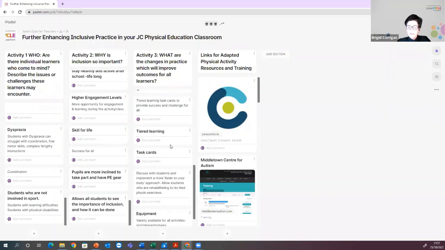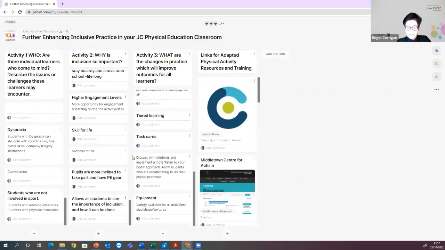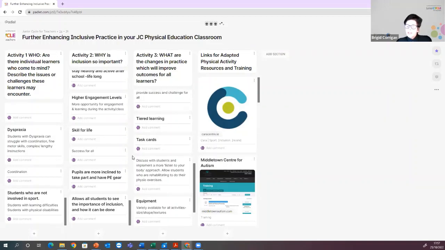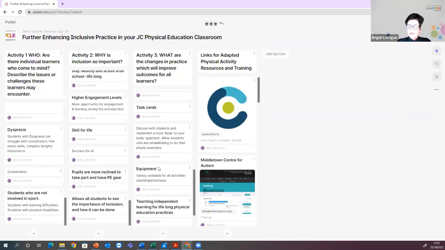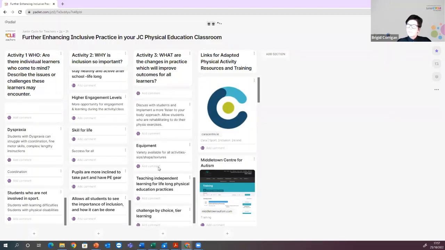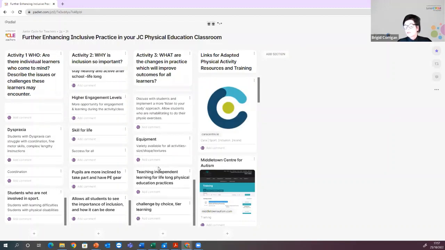Task cards are also mentioned there. I know that Molly has described them very nicely earlier. So discuss with students and implement a more listen-to-your-body approach. I know that Aoife certainly mentioned that as well in her piece earlier, and allowing students who are rehabilitating to do their physio exercises.